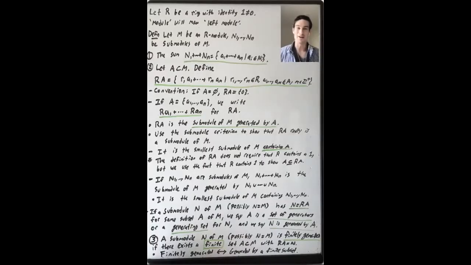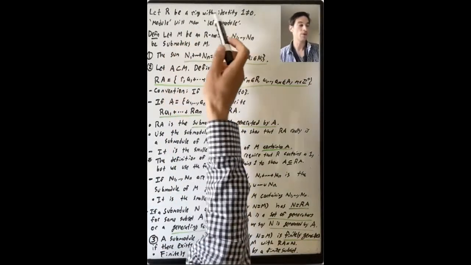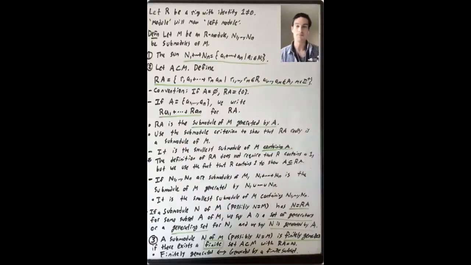This first video is going to be pretty dense with new definitions, but these definitions are just analogs for R modules of things that we've already talked about quite a lot for groups and for ideals. Let's say that R is a ring with identity 1 not equal to 0.